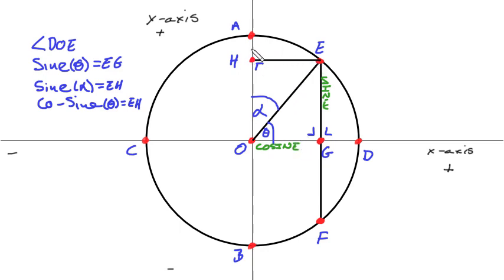Because EH is the sine of alpha, which is the complement of theta, so cosine is the sine of the complement angle, and because we have a rectangle, this length is equal to the cosine of theta. So that's sine and cosine.